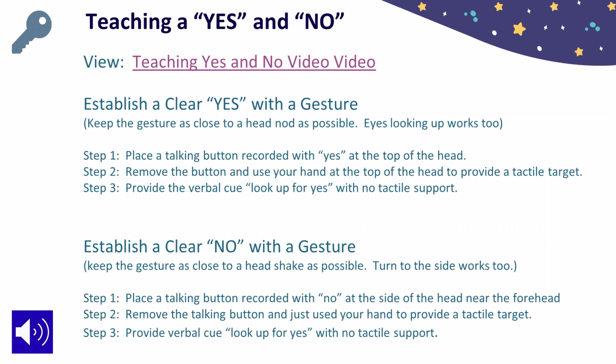If you don't have a clear yes or no, you could begin to establish one or both by using a small single message button that you place on the side of the head, and when the student turns to the button, it will say no. Similarly, one can be placed on the top of the head, and when the student moves their head slightly up or even looks up, you can just press the switch for the voice output of yes. See the video for a demonstration of this technique.